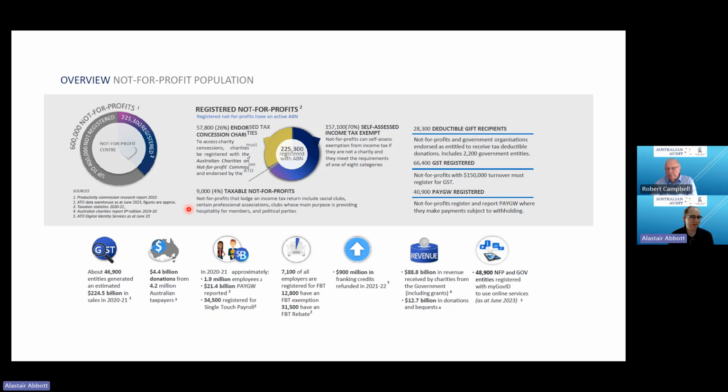And there's some other statistics on the slide there as well from the ATO that essentially just are highlighting that the not-for-profit industry as a whole is really quite sizable.